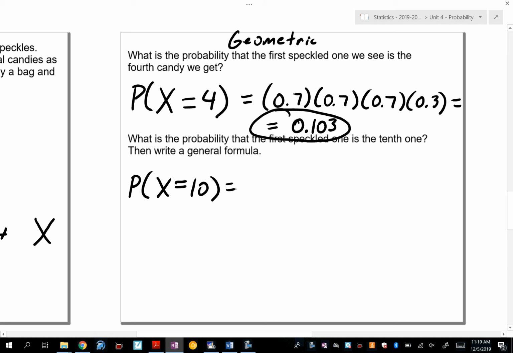So now, instead of having 0.7 cubed, I'm going to have 0.7 to the 9th power, because we have 9 failures in a row, right? Not groovy, not groovy, not groovy, not groovy, not groovy, not groovy, not groovy, not groovy, not groovy. Whew! That's 9. Times groovy. All right, what you got? That's not right. That's not right. 0.0121. Okay, go for it, Leslie.